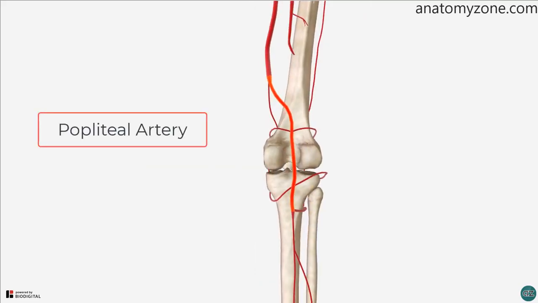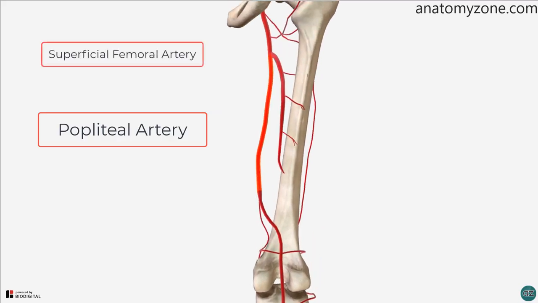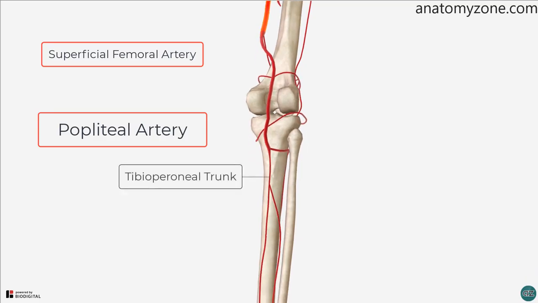The popliteal artery is the deepest structure in the popliteal fossa. It's a continuation of the superficial femoral artery and divides into the tibioperoneal trunk and the anterior tibial artery.